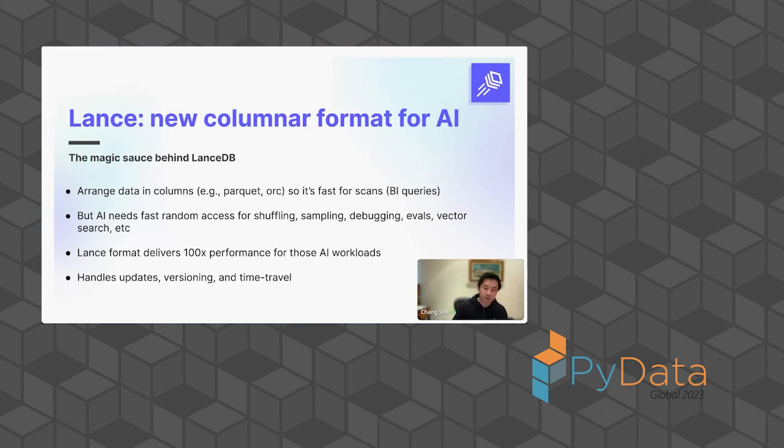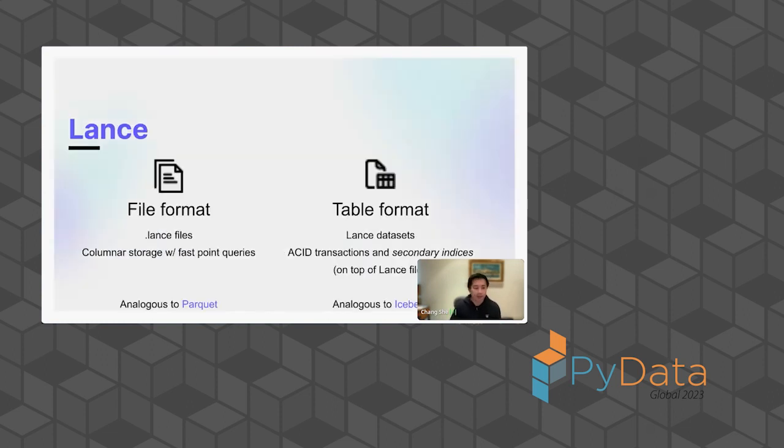Parquet and ORC are not designed to deliver fast random access. What Lance does is, because it lays out the data differently and has a different scanner, it's able to deliver 100x performance for those types of AI workloads that critically depend on fast random access. And what's most interesting about Lance is that it's both a file format, kind of like Parquet, and also a table format. So you can think of it like a lightweight Iceberg or Delta for AI data.